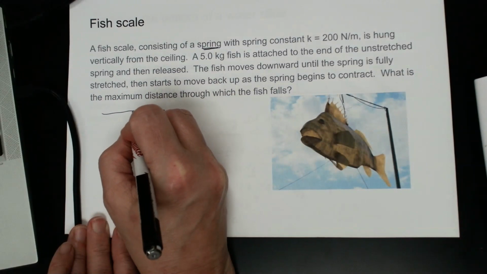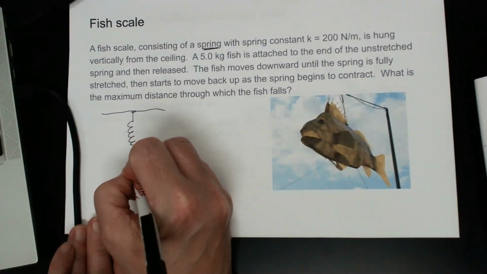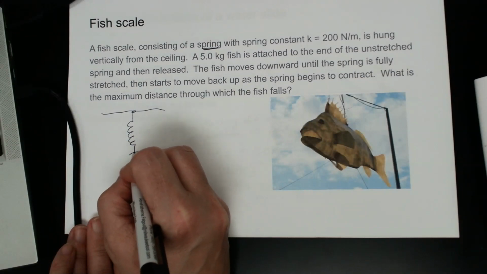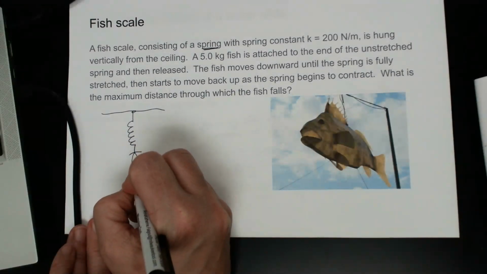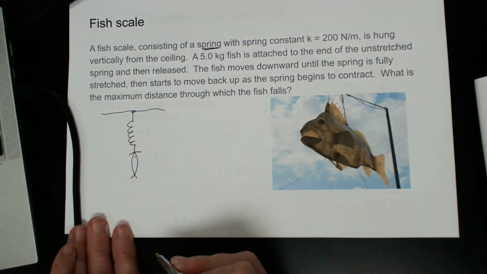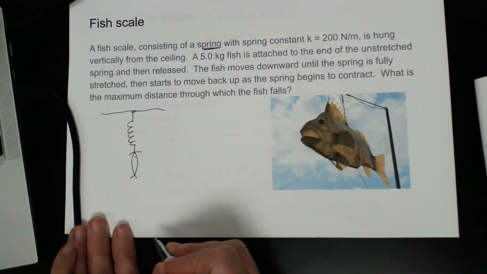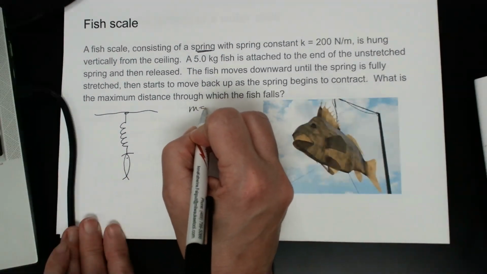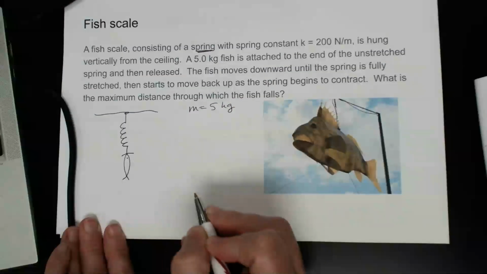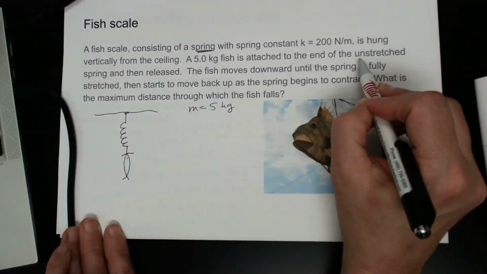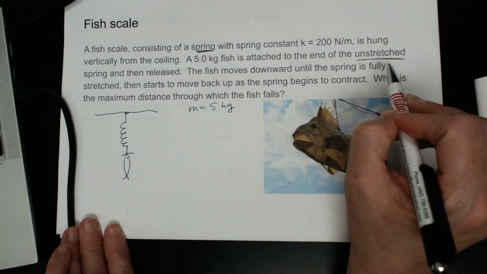So it's hung from the ceiling, and we hang fish from that. So we're going to hang a fish from that, so we can figure out how much mass he has, I guess, or how much he weighs. This is a fish with a mass of 5 kilograms. He's hung from the unstretched spring and then released.